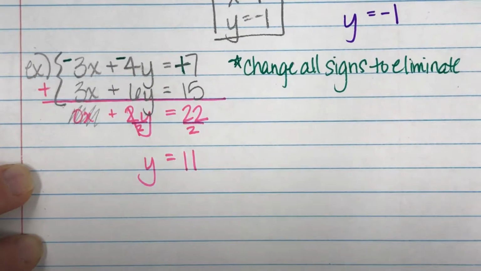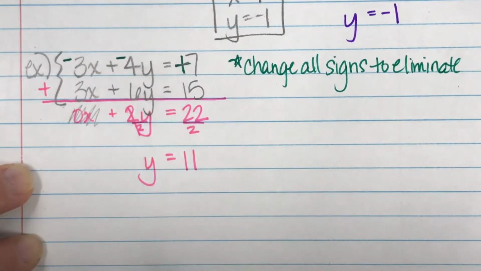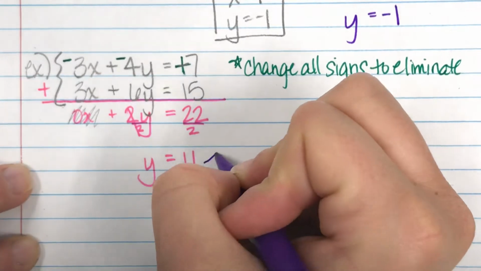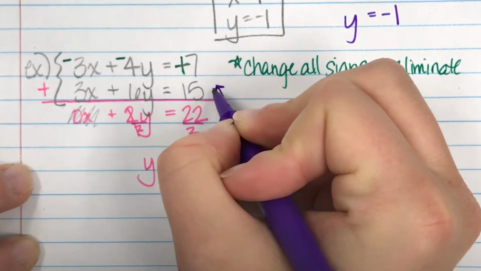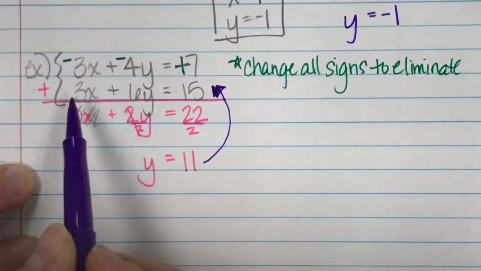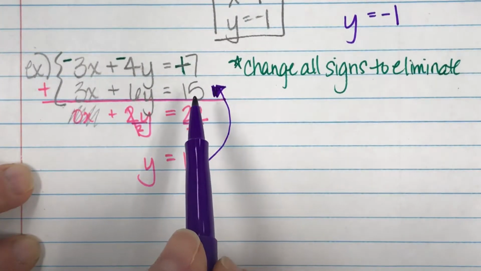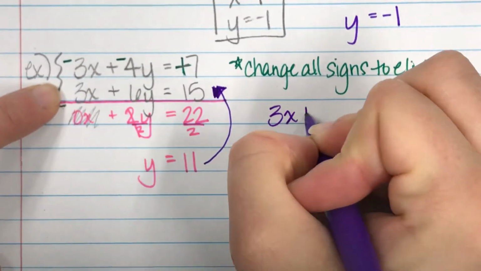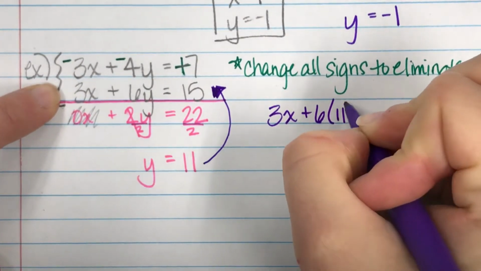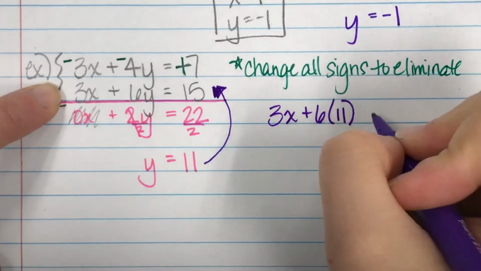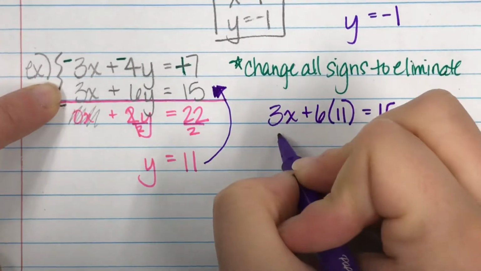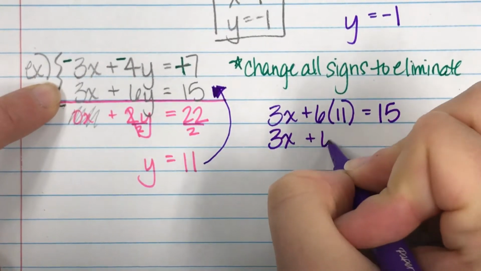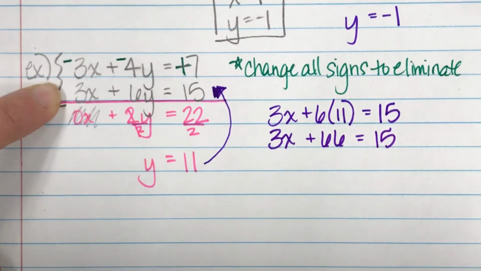Now to get the x value, I can plug in an 11 anywhere I want. I tend to get a little nervous when I've changed an equation, about, well, what if I mess that up? So I'm going to take this 11 and I'm going to go into the second one just because I didn't mess with it. So maybe it's a little more reliable in some ways. So I'm going to write this equation, 3x plus 6 times 11, just plugging in that y value, equals 15. So pretty quickly, 3x plus 66 equals 15.